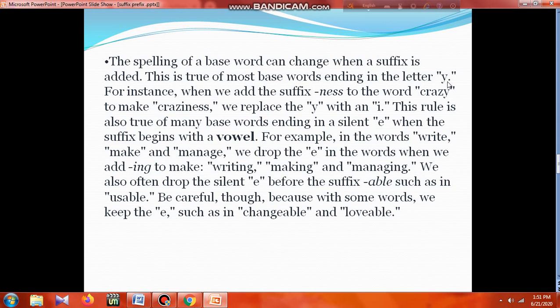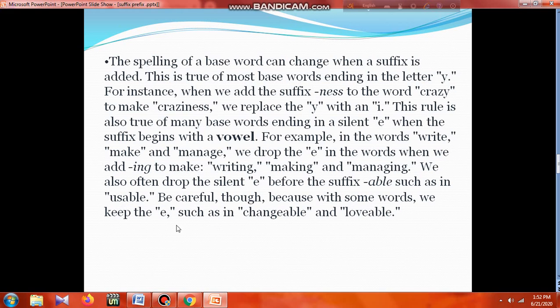So for example, if we find a y in a word, then we'll find that the y is removed and an i is added. And in the case of a silent e, for example in the words write, make, manage, if you want to add something, we drop the e, like writing, making, managing. So the e is not here, you see. We also often drop the silent e before the suffix -able, such as usable. From use it comes usable.